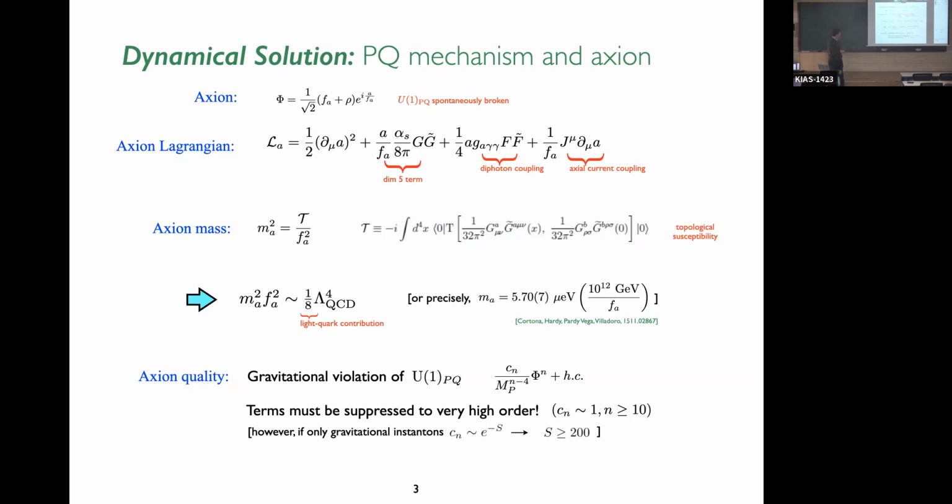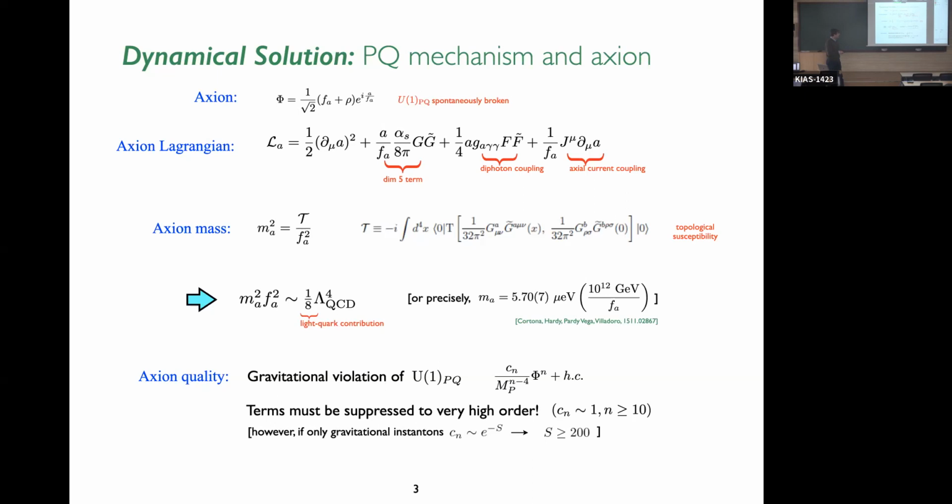And from this, we get an estimate of the axion mass in terms of the decay constant, which is roughly lambda QCD to the 4th divided by f_a squared, or there's a more precise formula. So that's how the axion mass is generated. And another feature of the axion solution is the so-called axion quality. That's related to the fact that even though QCD generates a mass and explicitly breaks the Peccei-Quinn symmetry, we know that quantum gravity can also violate global symmetries like this Peccei-Quinn U1.